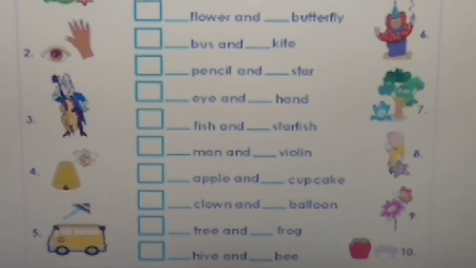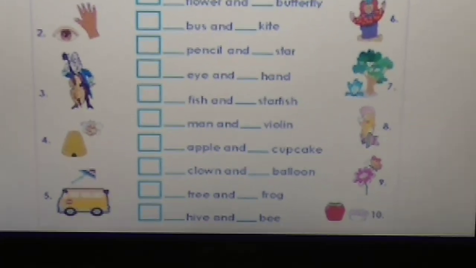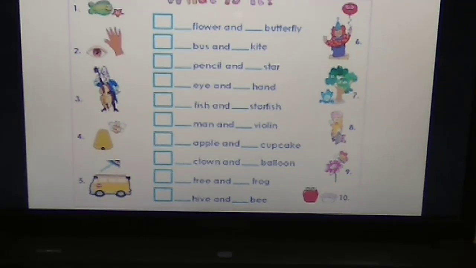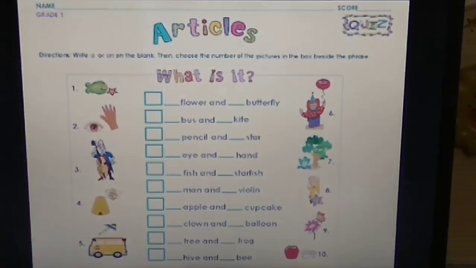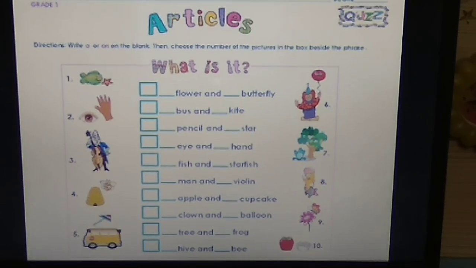Hope you have understood the chapter articles and we have done a and an. In the next class, we are going to do the. Another brother of a and an is the. So, we will start with the.